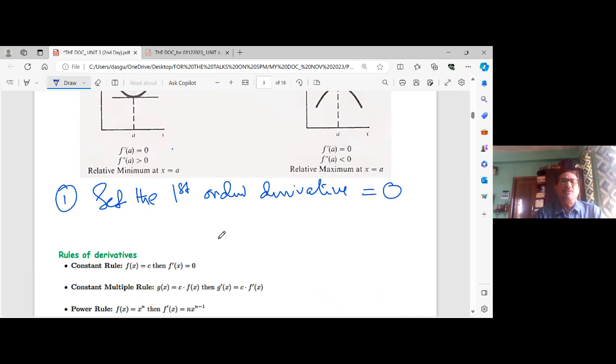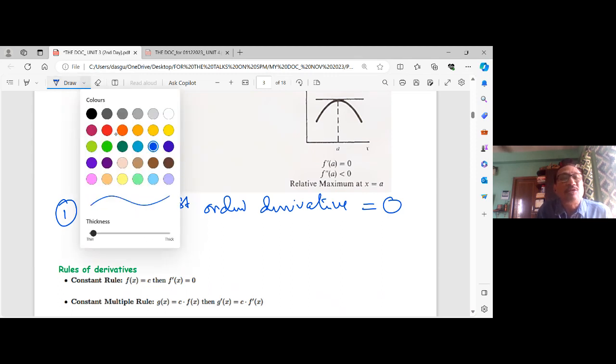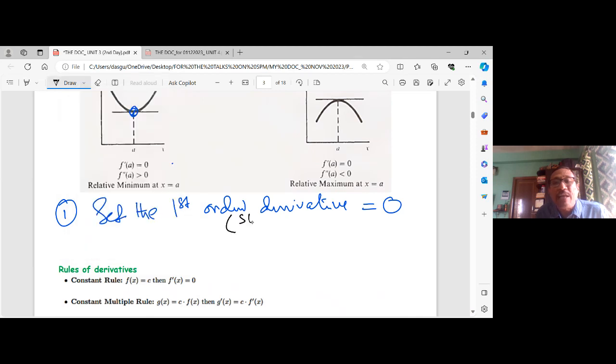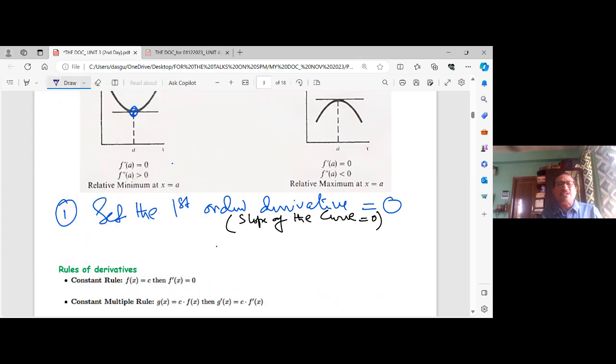Why? Because if the first order derivative is 0, then you get the critical point. So you get a point out here where the first order derivative is 0, or the slope of the line. We can call this the slope of the curve, which is 0. So this is the first condition.